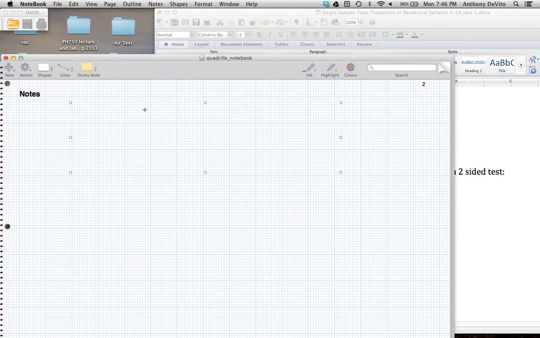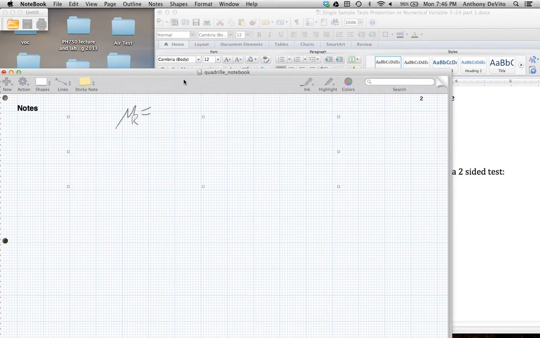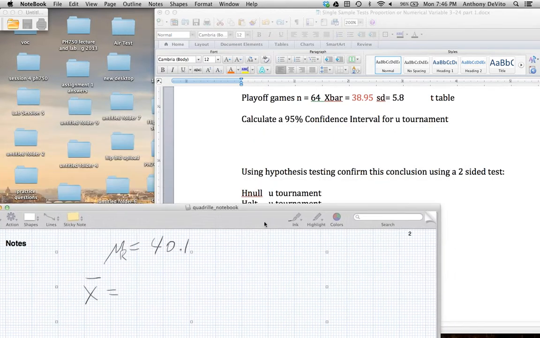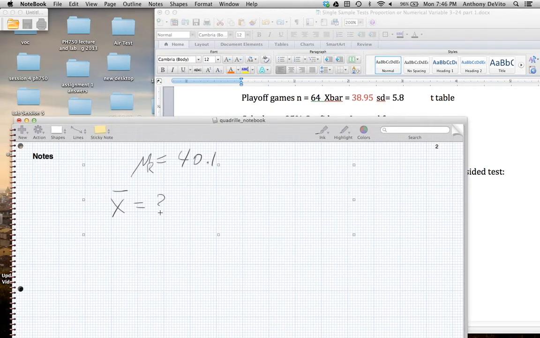The mean of the population, the mean of the regular season, mean R, is equal to, what did I say, 40.1. And the mean X bar for our sample was 38.95. And our standard deviation for our sample was 5.8. So let's calculate a confidence interval for this sample.